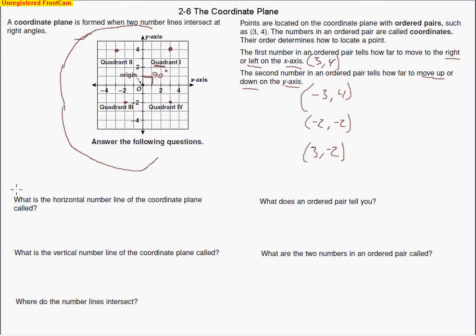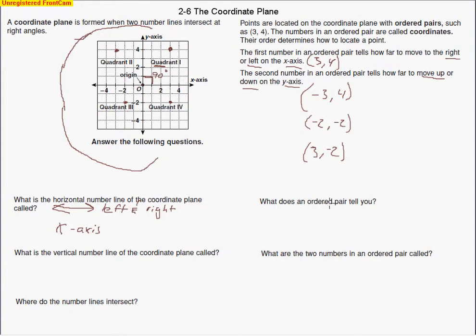Here are some questions real quick to go over from what we just talked about. What is the horizontal number line of the coordinate plane? Well, horizontal runs left and right. It runs in this direction, left and right. Left and right, that's the x-axis. That's the axis that we're running on when we're going horizontally. It's the first component of the ordered pair.